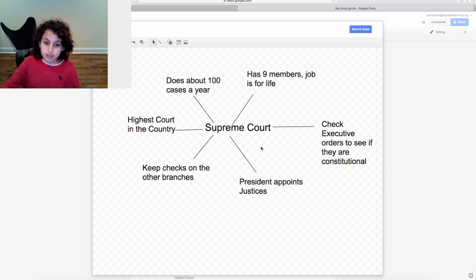This is the Supreme Court, and this is what the Supreme Court does. The Supreme Court does about 100 cases a year, has 9 members, job is for life. Check executive orders to see if they are constitutional. President appoints justices. Supreme Court keeps checks on the other branches. Supreme Court is the highest court in the country. There's nothing higher. So if you appeal in the Supreme Court, well, you can't.